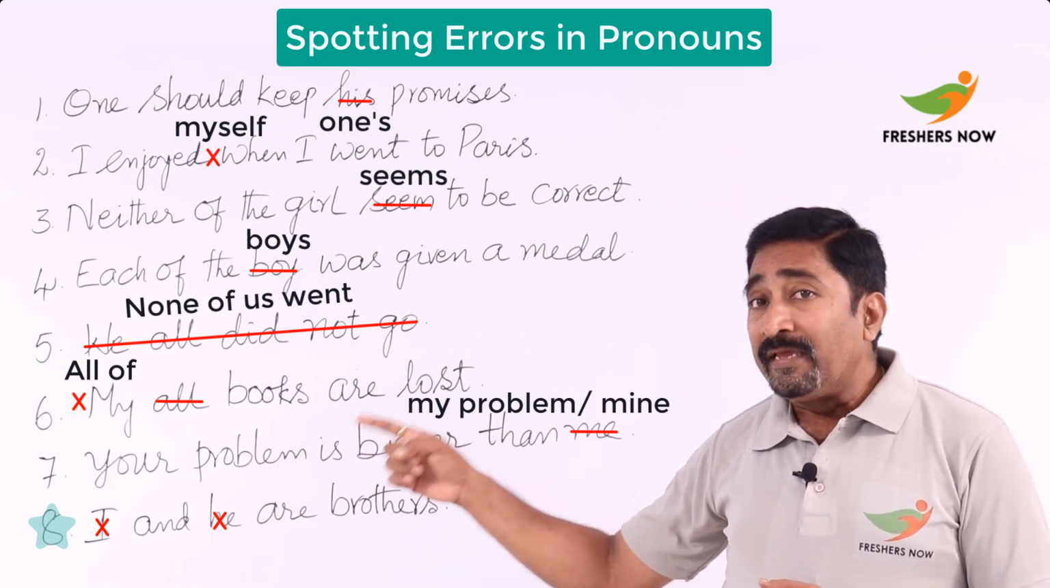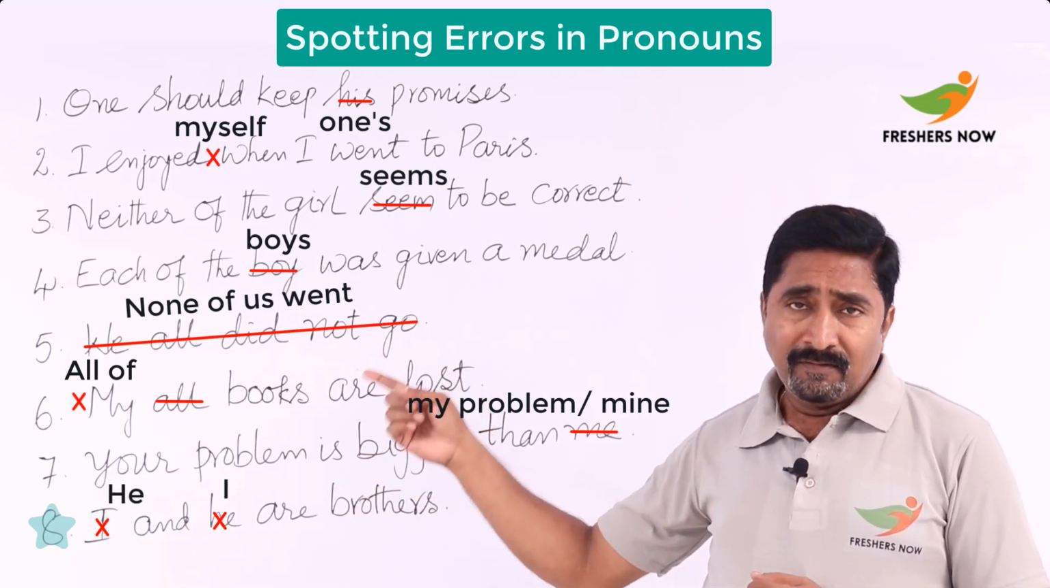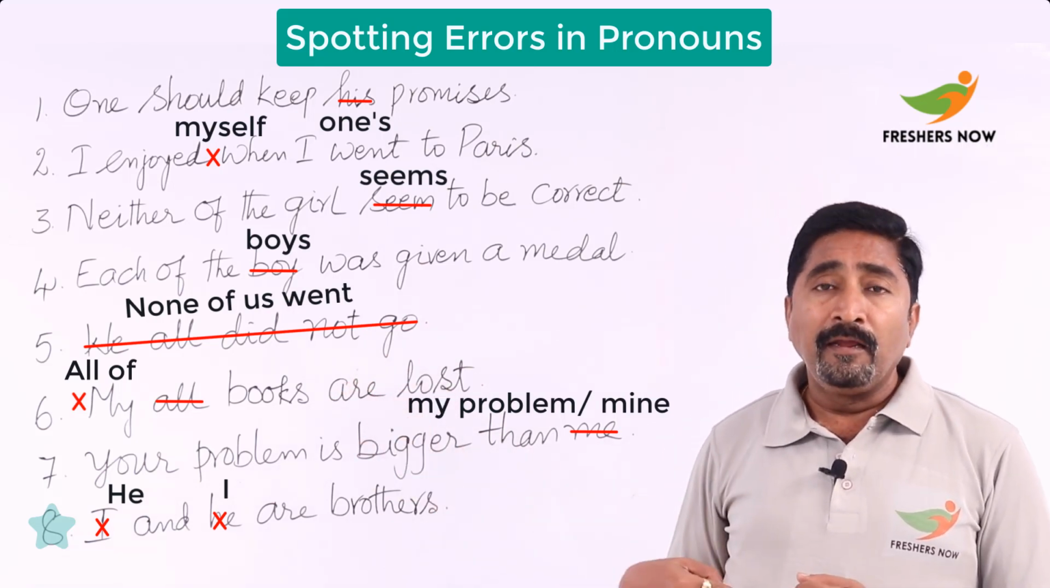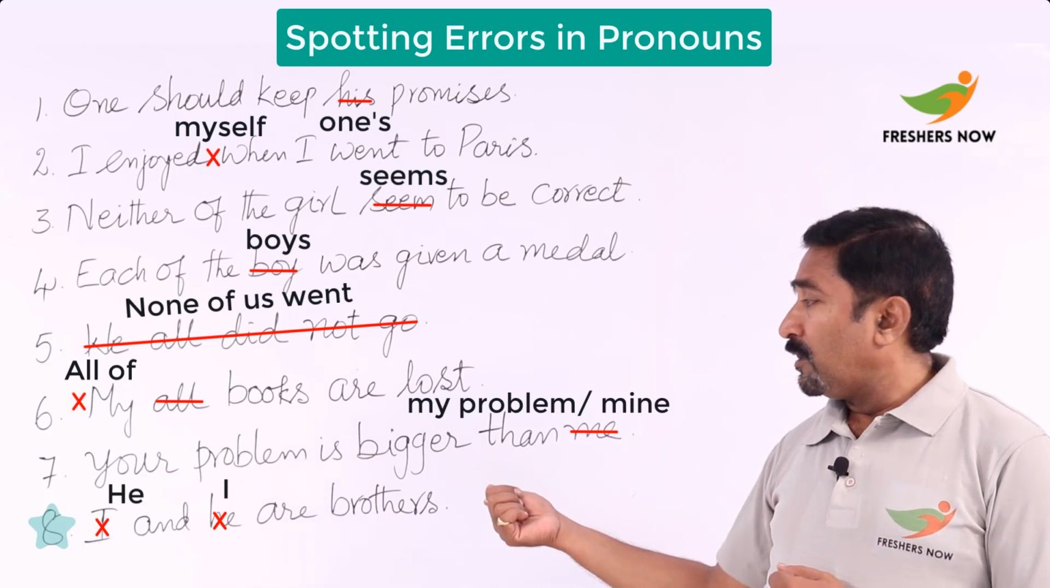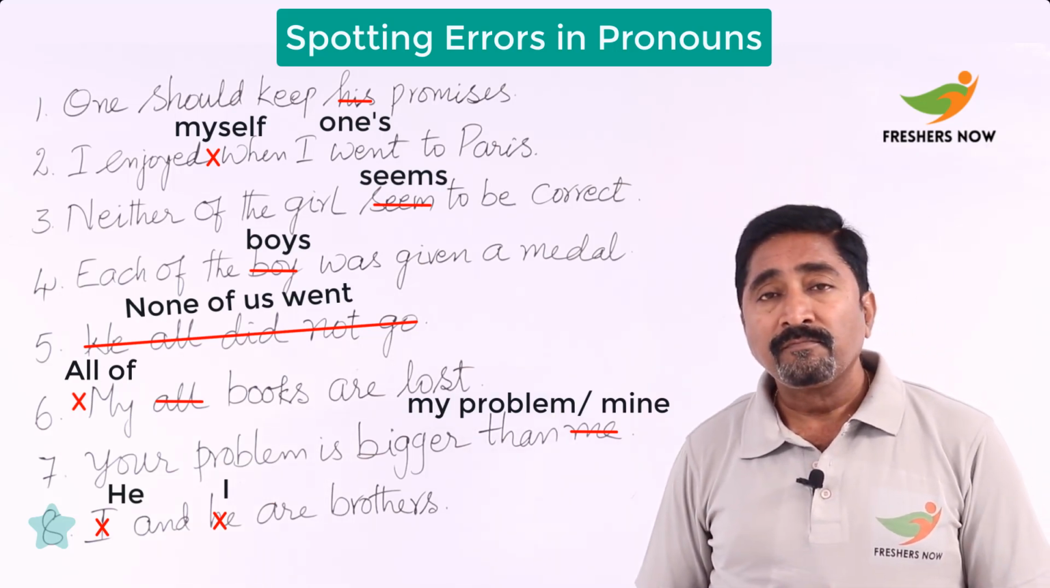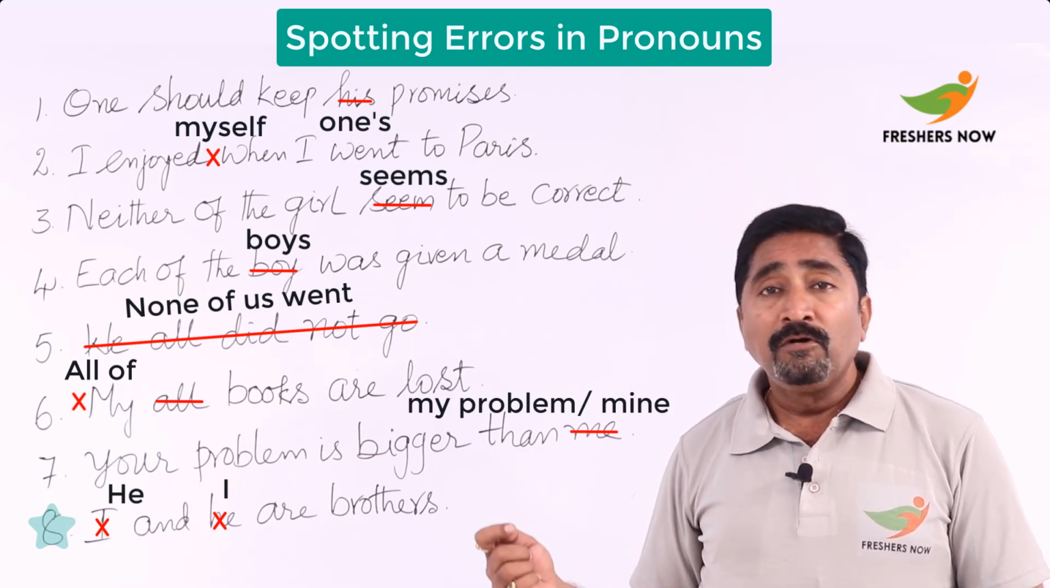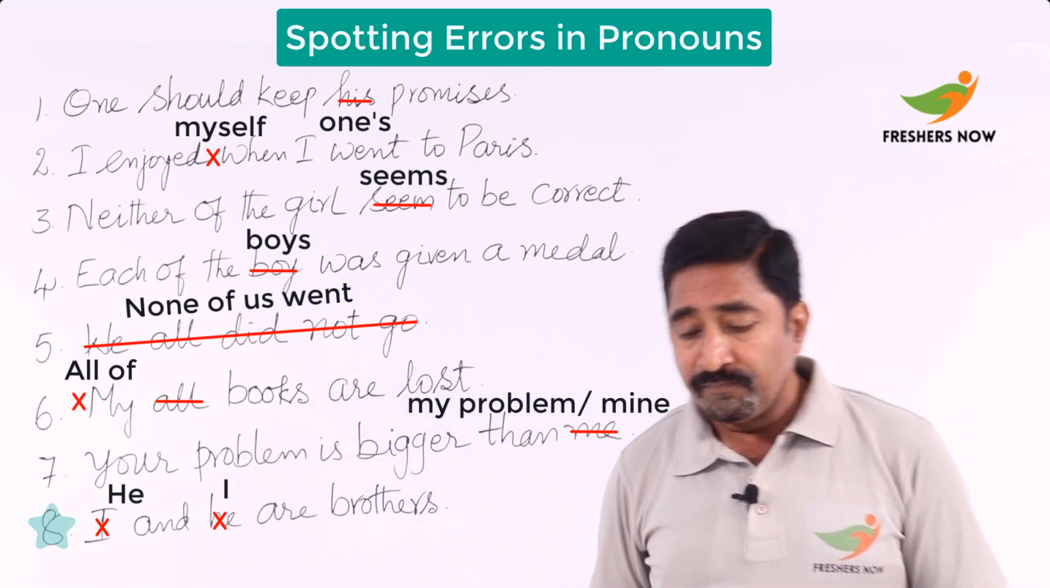Here it is he, that is the person spoken of. He and I are brothers. So this is where we need to be careful with the order of the usage. Let's see the other one.